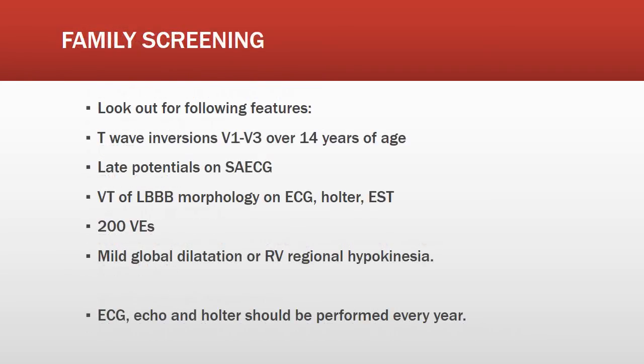As regards the criteria, you have to look for T-wave inversions V1 to V3 over 14 years of age, late potentials on signal-averaged ECG, VT of left bundle branch morphology. They do mention 200 ventricular ectopics or more of left bundle branch morphology, mild local dilatation or RV regional hypokinesia, and it's important that ECG and echo and Holter should be performed every year on these first-degree relatives.